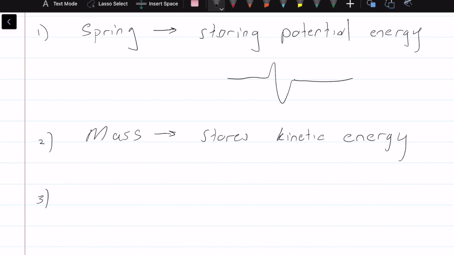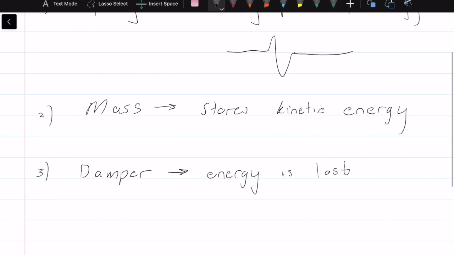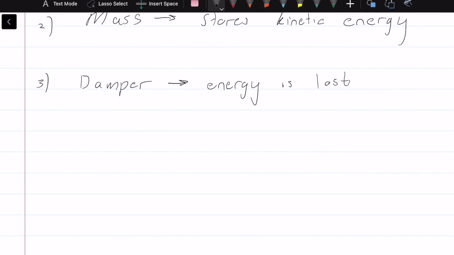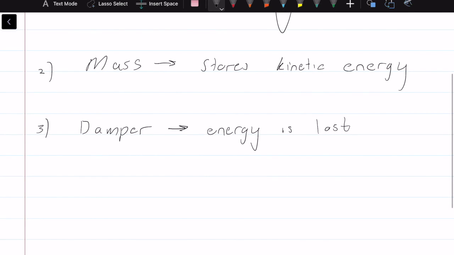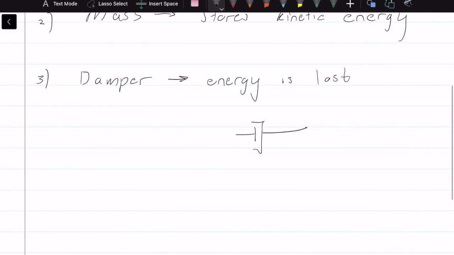And lastly, this might be quite new to you guys, but a damper. So what is a damper? It is a way in which energy is lost. So it's important to remember that although we often make certain assumptions that there's no loss of energy, there is always a loss of energy within a system, and we have to take it into consideration in the real world. And the symbol for a damper looks something like that. And we'll be focused on viscous dampers.